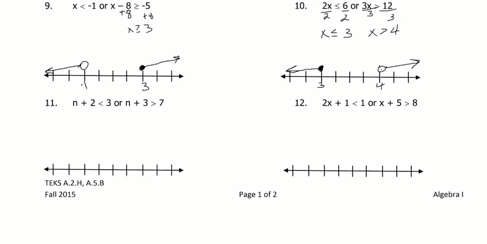Number 11. We subtract 2 from both sides, and that's n less than 1. We subtract 3 from both sides of this, and that's n greater than 4. So we put a 1 here, and a 4 here. Open dot, open dot. N is greater than 4, n is less than 1. So it goes like that.